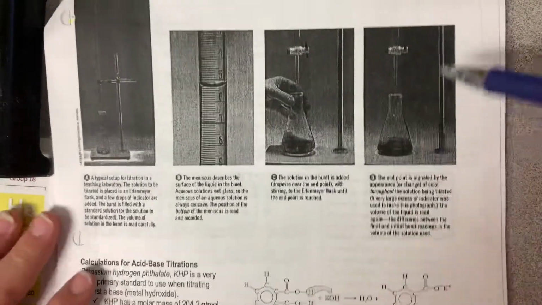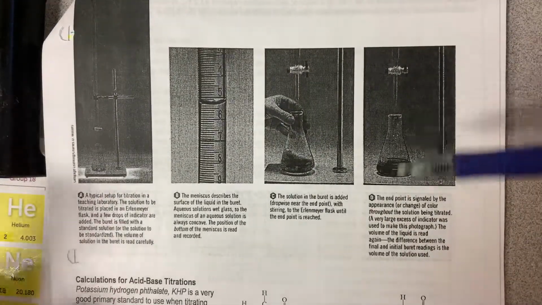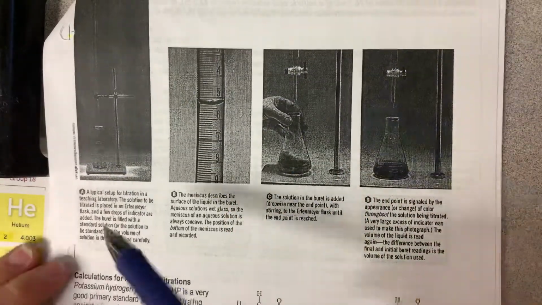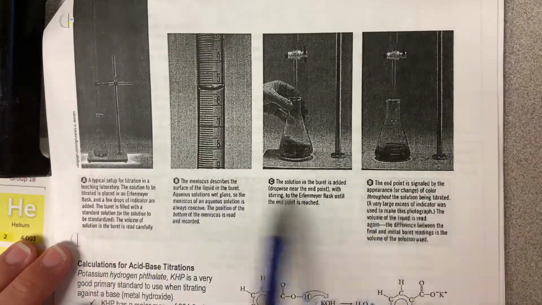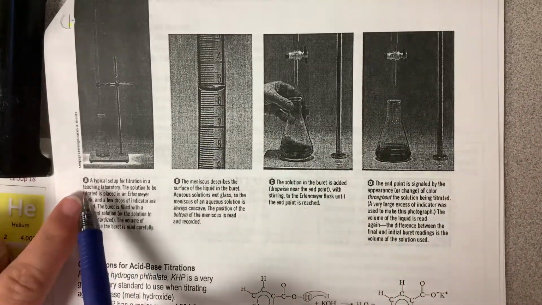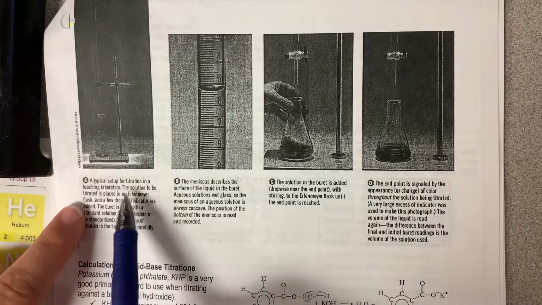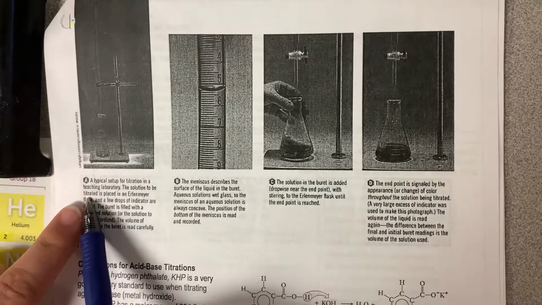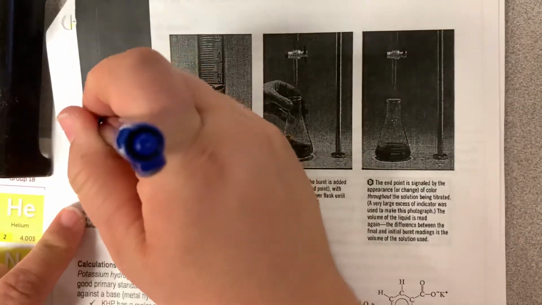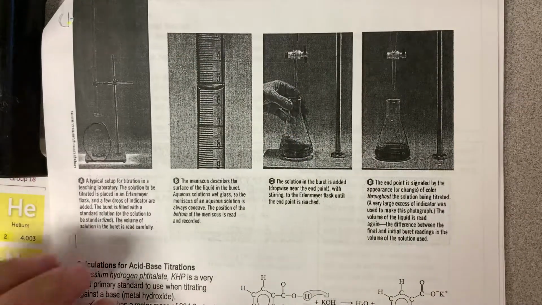I know the picture here isn't very good because it's not colored. Your book has the same exact setup. I would typically just read through this process, okay? A typical setup for titration in a teaching laboratory: the solution to be titrated is placed in the Erlenmeyer. So this would be the Erlenmeyer flask right here, okay?